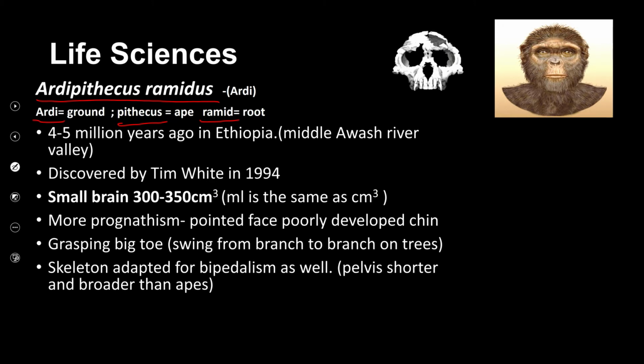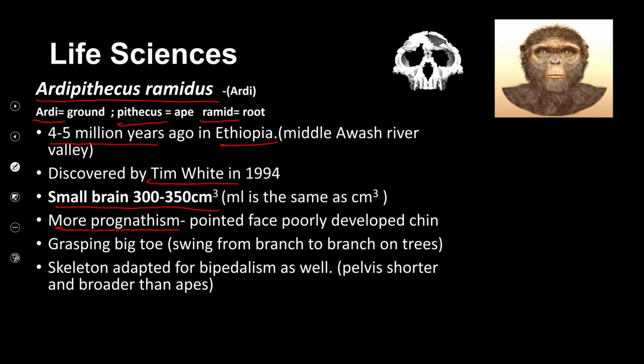And they were discovered and it was found that they lived about 4 to 5 million years ago in Ethiopia, so they are in Africa. They were discovered by Tim White. And they have a very small brain capacity. So there you can see they only have between 300 and 350 cubic centimeters or milliliters, and their jaw is more prognathous.